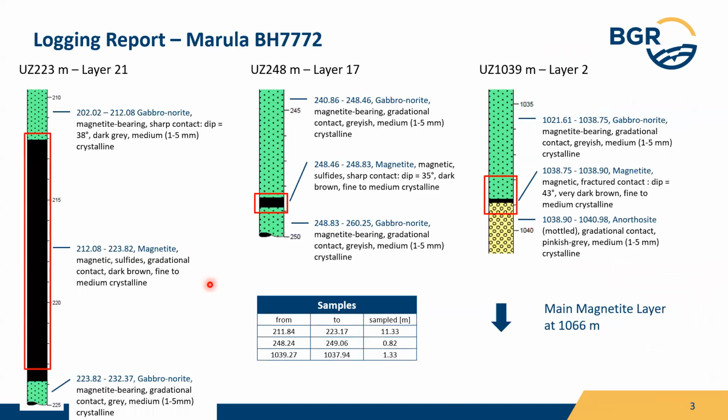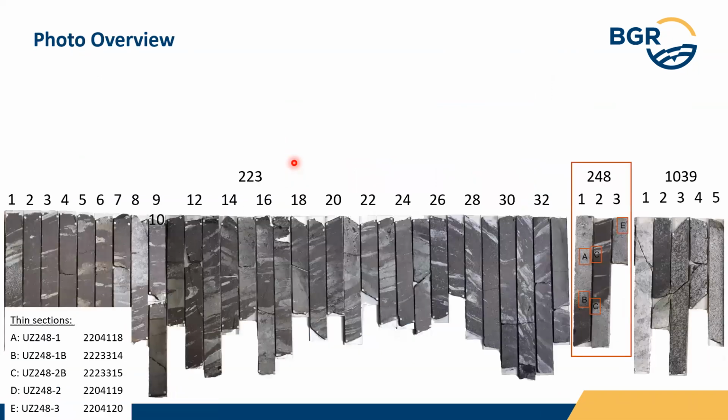To give you an idea of what we sampled, the red boxes are the samples that we have. The black is the magnetite. We have one sample from layer 21, one from layer 17 at 248 meters, and another about 25 meters above the main magnetite layer, which is here at 1039 meters. But I will mostly focus on this one here, on the layer 17 at 248 meters.